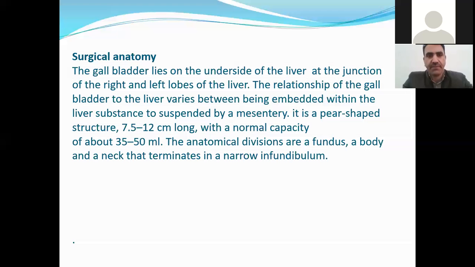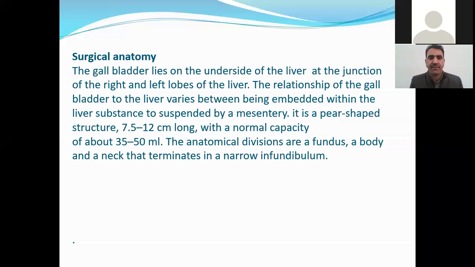Anatomy, because the anatomy is the important aspect in every surgery. The gallbladder lies on the underside of the liver at the junction of the right and left lobe of the liver. The relationship of the gallbladder to the liver differs from person to person.